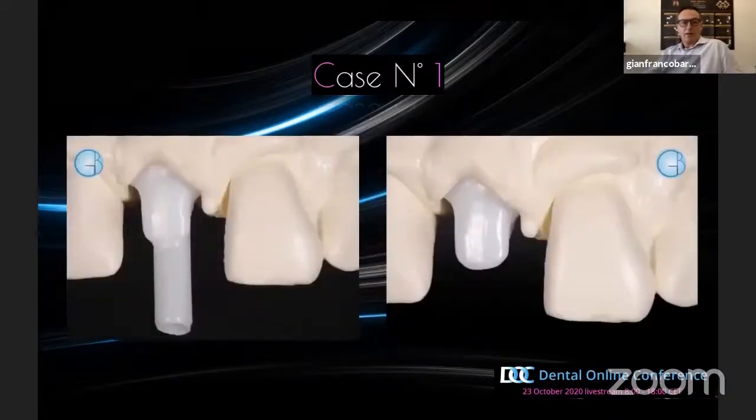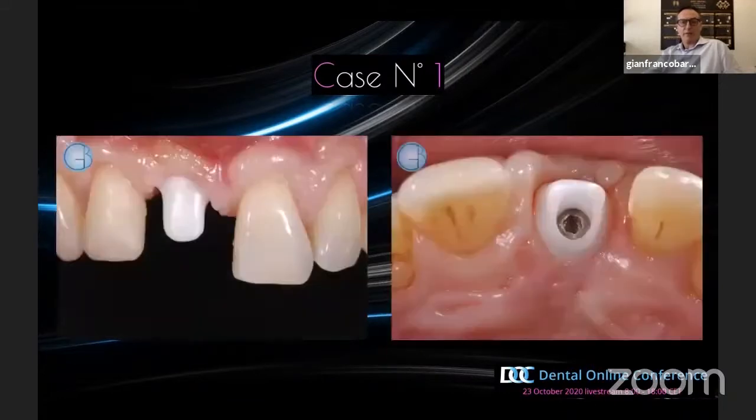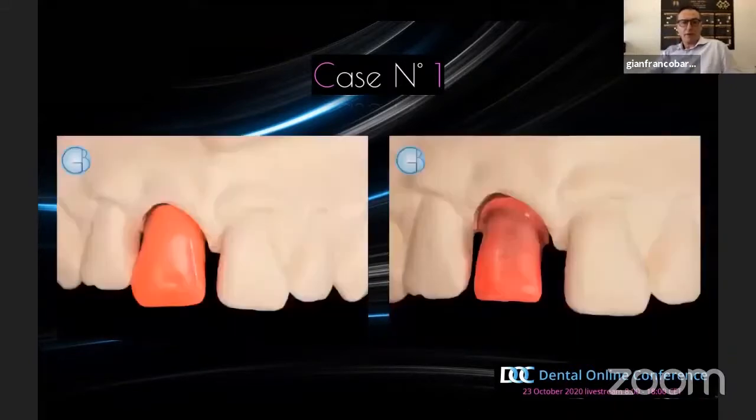We are going to test on the model, shape it as we prefer, screw it, and check directly in the mouth. At this point, we are going to realize the wax-up of the crown. In this case, we did it in lithium silicate because it was easy and it proved the aesthetic result of the material.